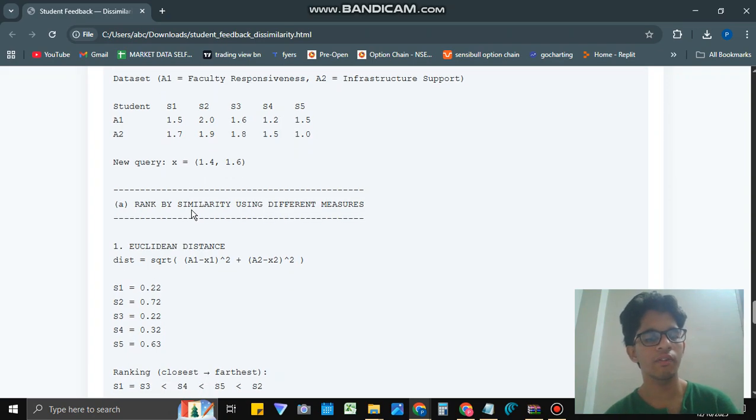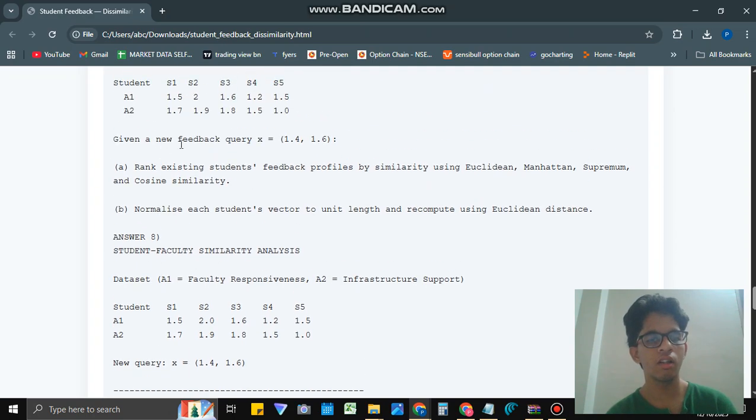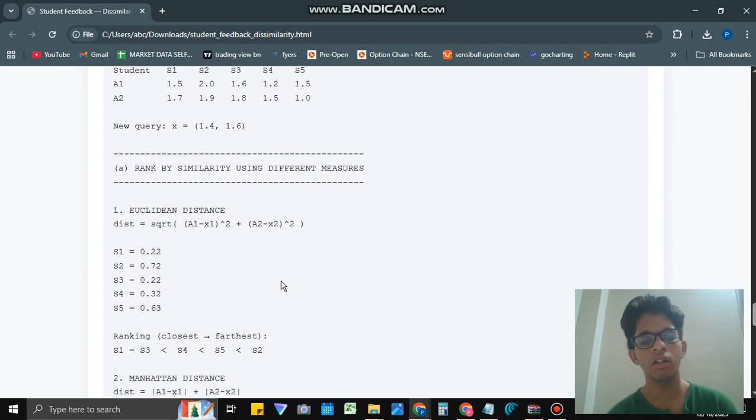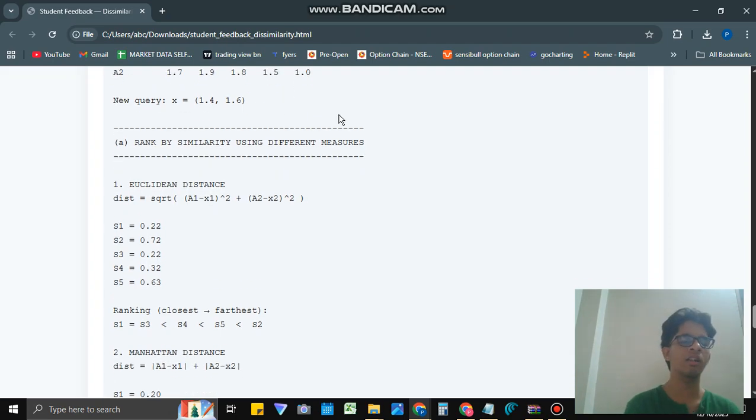Now let's start with the A part. In this question, we are given a new feedback query x, from which we have to calculate the distances. For Euclidean distance we already know the formula: a1 minus the new point, a2 minus the new point. Similarly for each one, that is 1.5 minus 1.4 whole square plus 1.7 minus 1.6 whole square, plus similarly 1.9 and every other point.